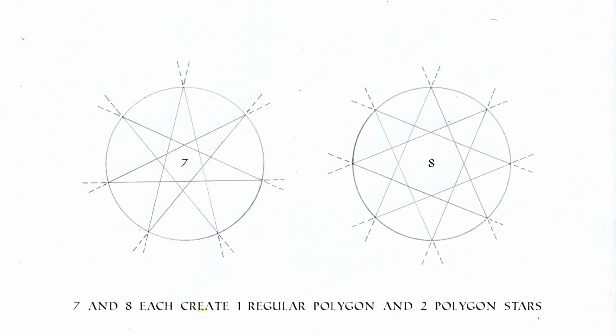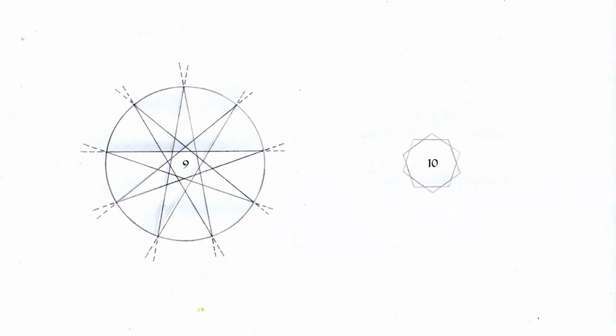Now, as you can see, the pattern is developing here, so you know what's going to happen next when I do 9 and 10. 9 has 1 star, 2 stars, 3 stars, and likewise with 10. 1 star, 2 stars, and 3 stars.